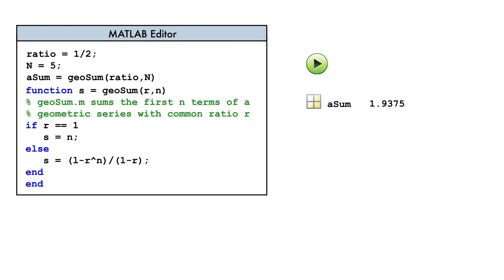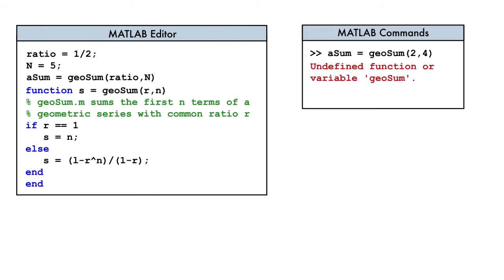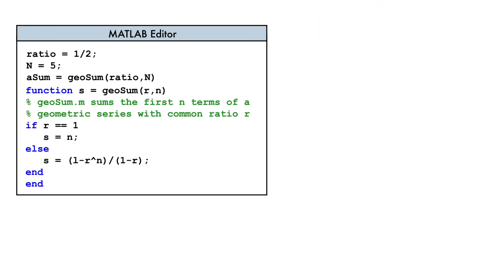But what happens if we need our function in other code files or at the command prompt? Uh-oh, red text usually isn't good. This error occurred because geosum is currently a local function, meaning we can only use it in the script where it's defined. In this case, we need to create a separate code file that contains only the function definition.